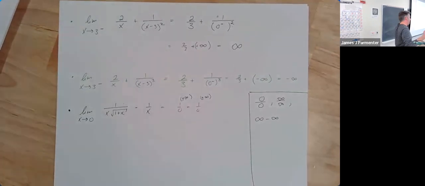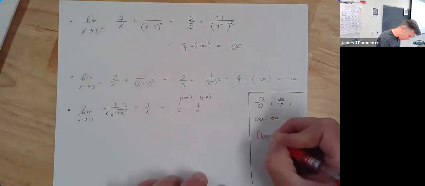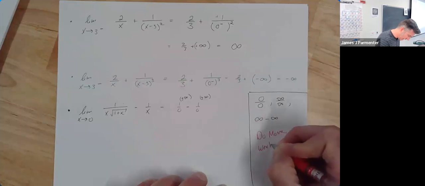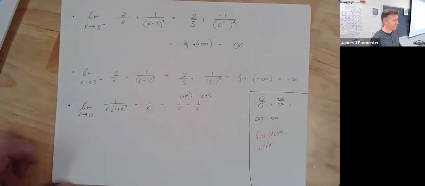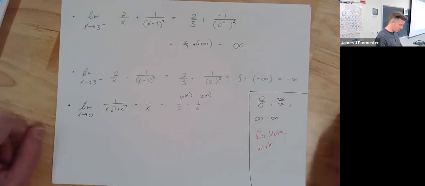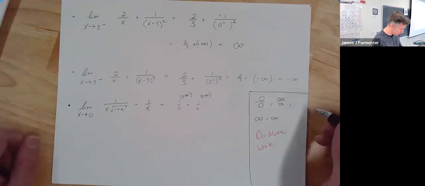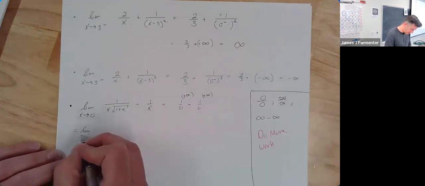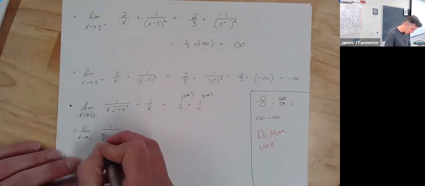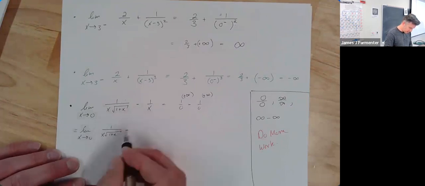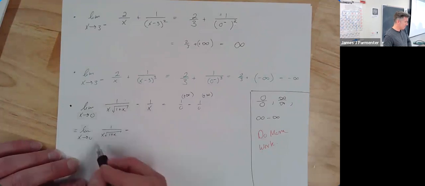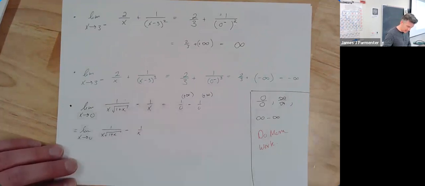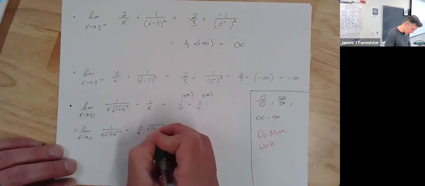You can't just say infinity minus infinity is 5, or infinity minus infinity is infinity, or infinity divided by infinity is 1. It might be, but it's probably not. It's probably something else. So all these things mean do more. Usually do some algebra. In this case, when you're subtracting fractions, getting a common denominator is the way to go. Fortunately, it's not too terrible. Here we're going to get the limit as x goes to 0 of 1 over x times the square root of 1 plus x. Well, I've already got x in the denominator here, so I don't need to multiply this by x over x, but I am going to multiply the 1 over x by the square root of 1 plus x over the square root of 1 plus x.